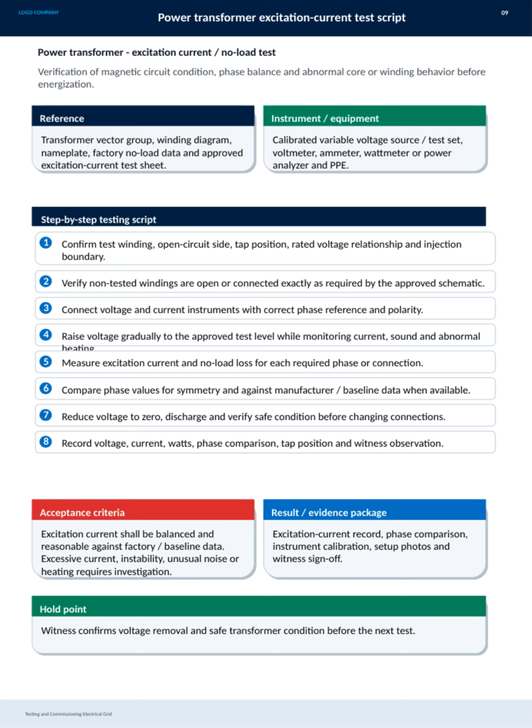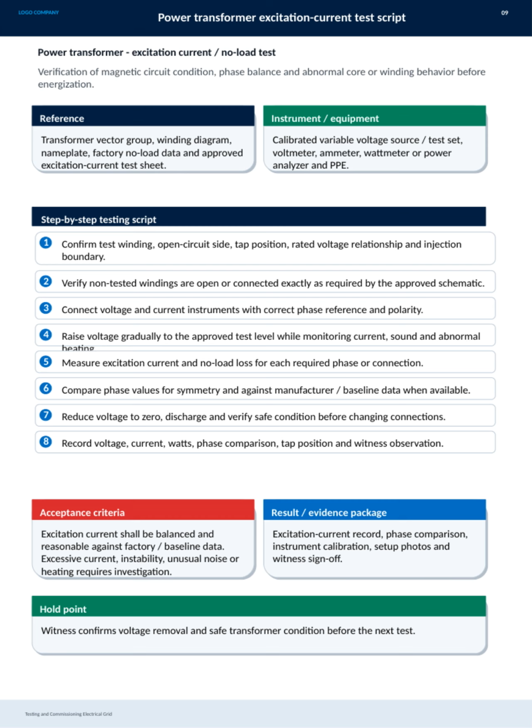Measurements of excitation current and no-load losses are taken for each phase, followed by a careful comparison of phase symmetry against manufacturer data or baseline readings. After completing measurements, voltage is reduced to zero, discharged, and safety conditions verified before making any connection changes. All readings, tap positions, and witness observations are recorded meticulously. Acceptance criteria highlight that excitation current should be balanced and consistent with factory data. Any excessive current, instability, unusual noise, or heating must be investigated promptly.